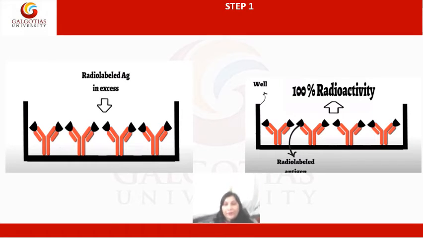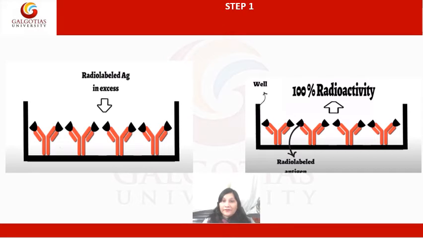Now just assume all the antibodies are bound with radio labeled antigen. It means this microtiter plate will show 100% radioactivity. Again saying, we have added excess radio labeled antigen, and this excess antigen has the probability to bind with all antibodies present in the microtiter plate. Then after washing, we will have 100% coated antibodies.